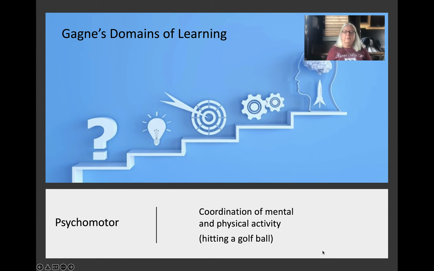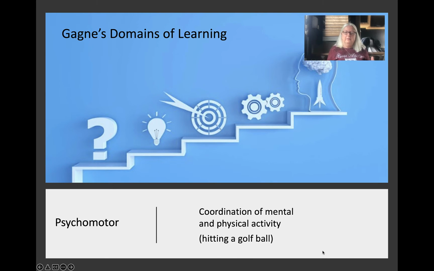Okay, the third domain of learning is psychomotor. And this is a coordination of mental and physical activity. So it requires that the learner exert some kind of physical action. It could be with or without equipment, and this is to achieve some sort of result. So in some situations, there could be a lot of mental activity involved.